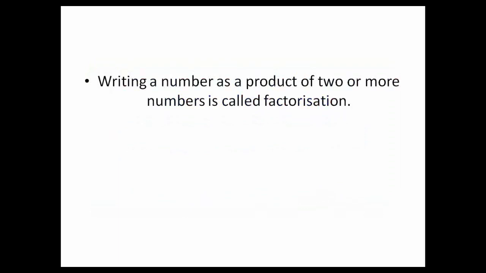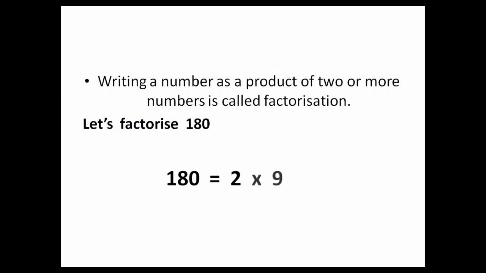Factorization. Writing a number as a product of two or more numbers is called factorization. For example, let's factorize 180. So we can represent 180 as 2 into 9 multiplied by 10, which will result in 180. 2 9s are 18, 18 10s are 180. So here we have represented 180 as a product of its factors. So we have factorized 180.